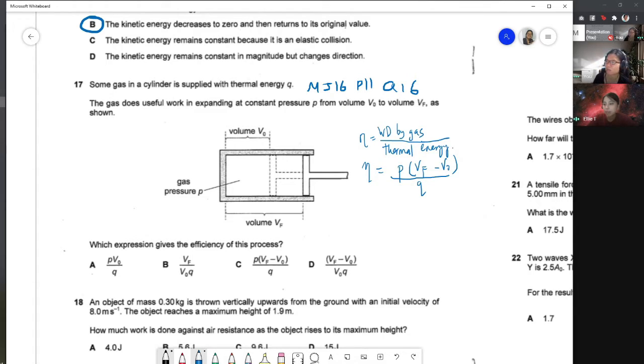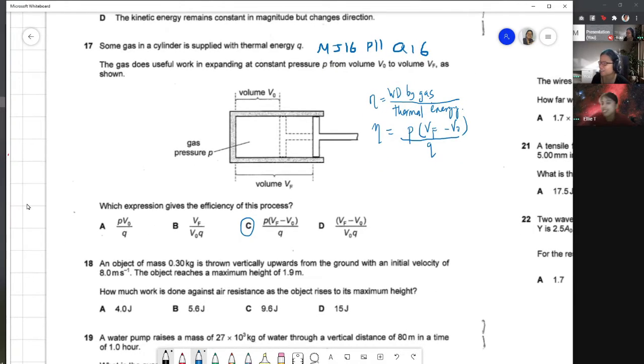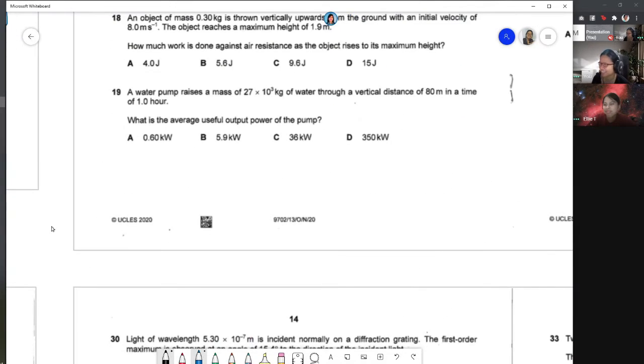You have the answer already? The answer is C. We will use this equation a lot in A2 in the gas chapter. Good to know. Why do they ask this here? That one I don't know. Never mind, A2 stuff. I just like to make a guest appearance.